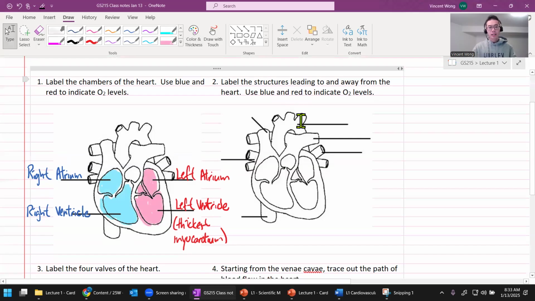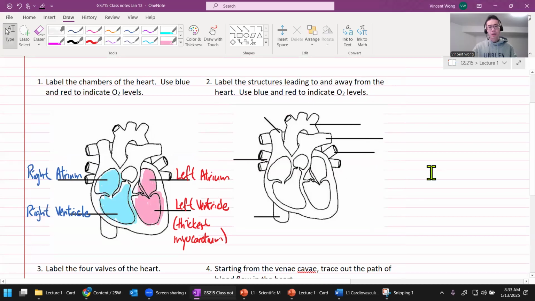This one is for the various vessels. So up here, we have the superior vena cava. I'm just using short form to save space. Please spell it out in your notes. At the bottom, we have the inferior vena cava. So the superior one collects blood from the top of the body, whereas the inferior collects blood from the bottom part of the body, returning them to the heart.